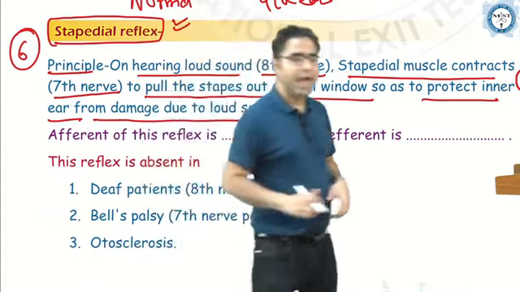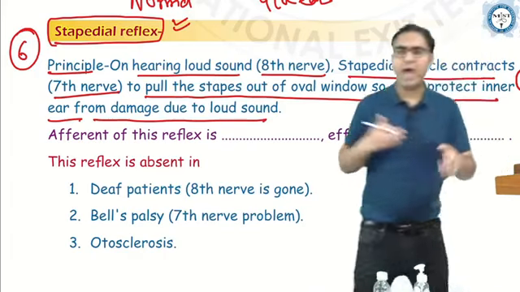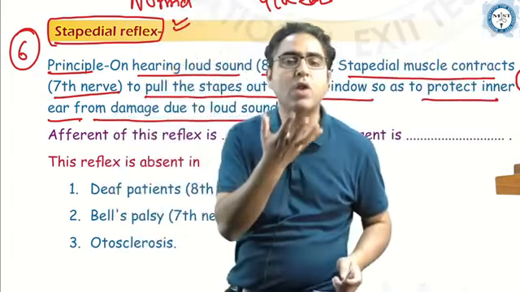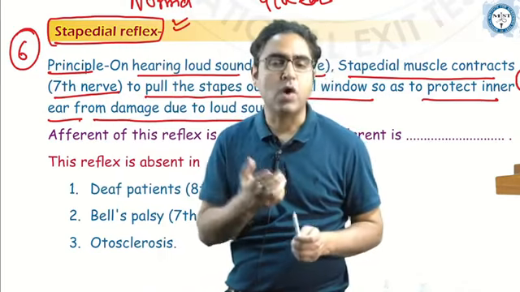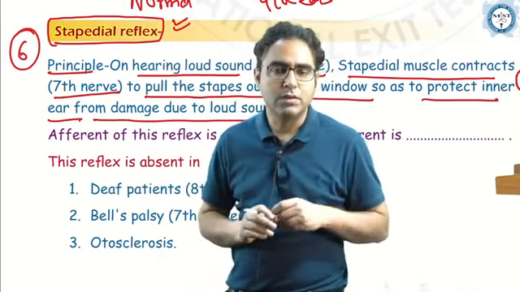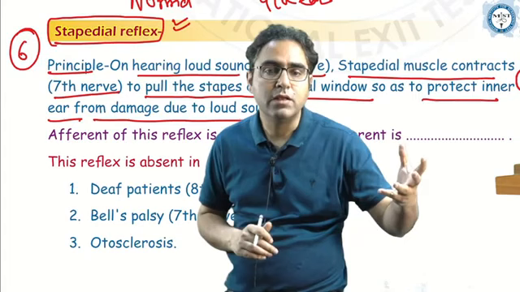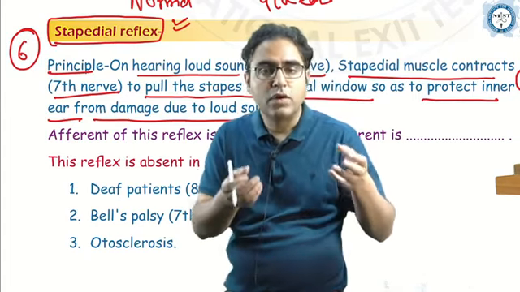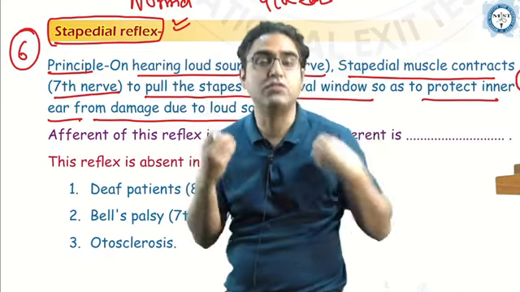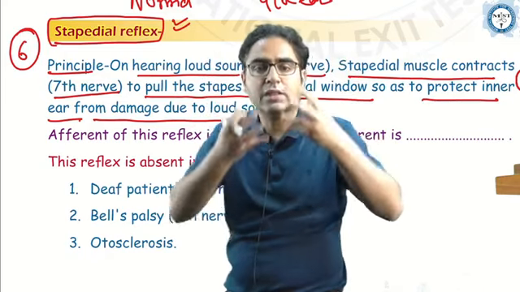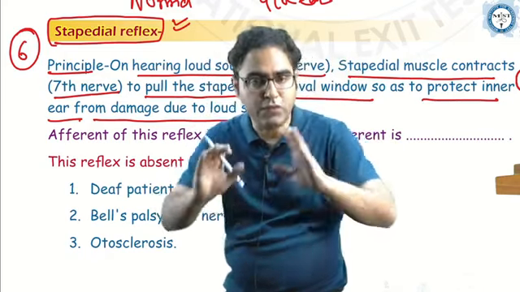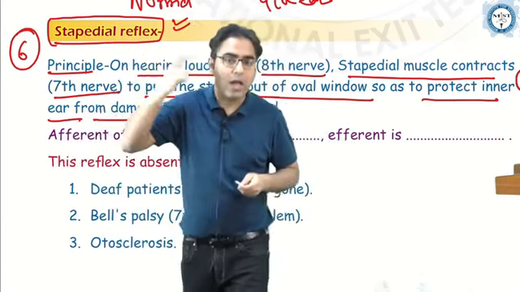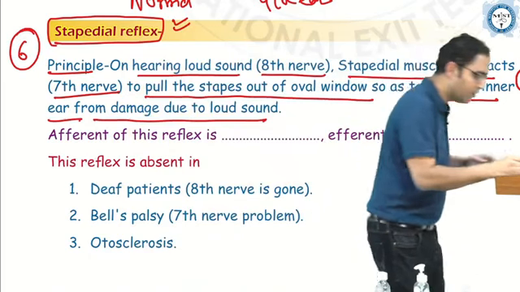Okay, fine. You know afferent, efferent, reflex. You saw a gulab jamun and your mouth started watering. Seeing the gulab jamun is the stimulus. Watering is the response. So first the message has to go inside, sensory, afferent. Then the response has to come, efferent. Afferent is hearing, on hearing loud sound. Afferent is the 8th nerve, beta.